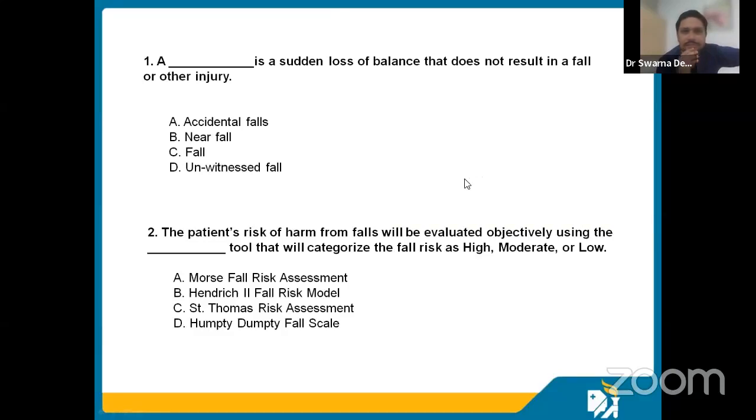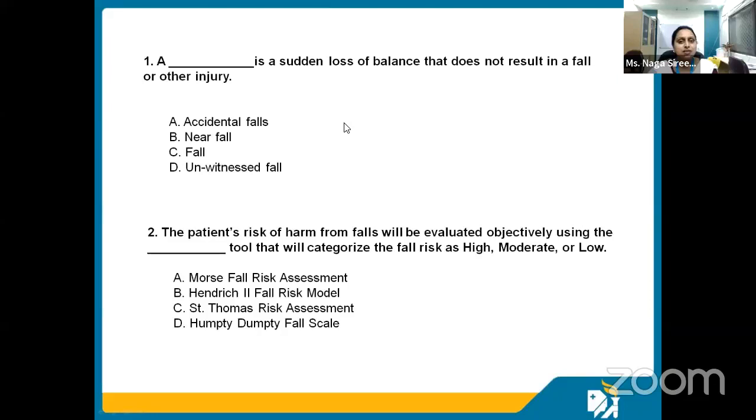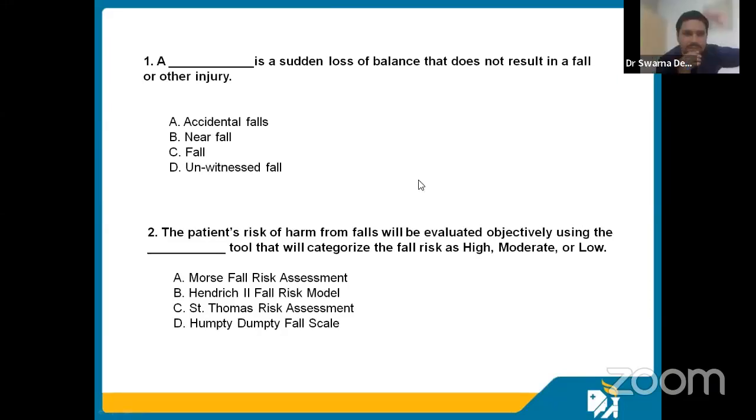Okay. Yeah, we can go with the answer, please. Yeah, a fall is a sudden loss of balance. Yes, correct. Someone has said one is an accidental fall, the second is a fall, and a near fall. How do you differentiate between the three of them?